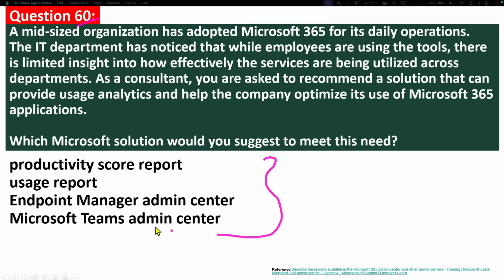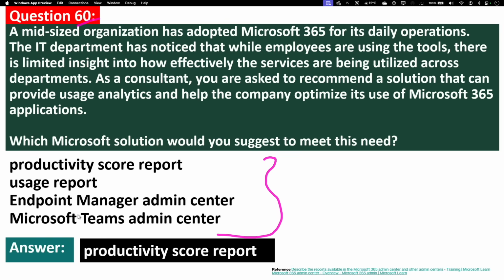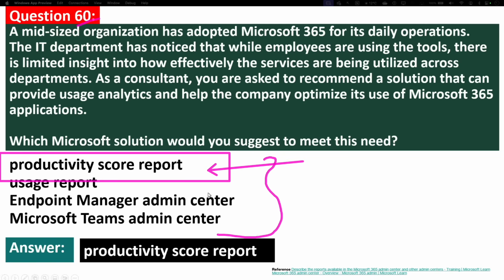Let's go through the options available, see if you can guess the right answer. The correct answer is Productivity Score report. We haven't looked into this so far. So let's unpack what the Productivity Score report is. The Productivity Score report in Microsoft 365 is a tool that helps organizations understand how effectively their employees are using Microsoft 365 tools and how well the technology environment supports productivity.